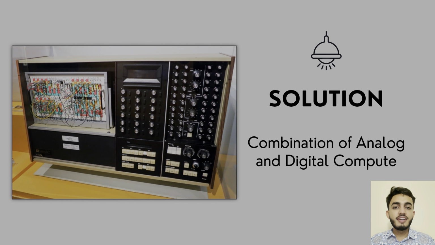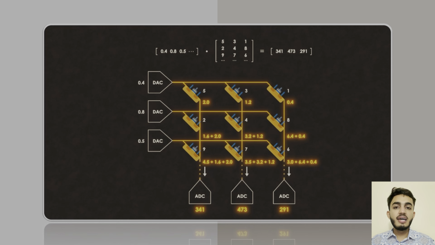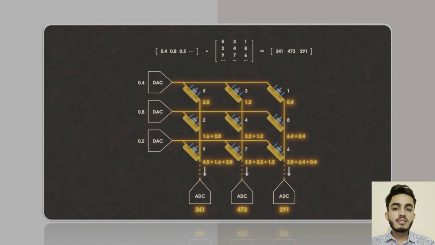The solution is actually quite simple because the solution is a combination of analog and digital compute. Let us try to understand how this happens with the help of this given diagram. In front of you, at the top of the screen, you have two matrices that need to be multiplied. At the bottom is the structure of a perceptron. The values from the first matrix can be used as inputs to this perceptron.